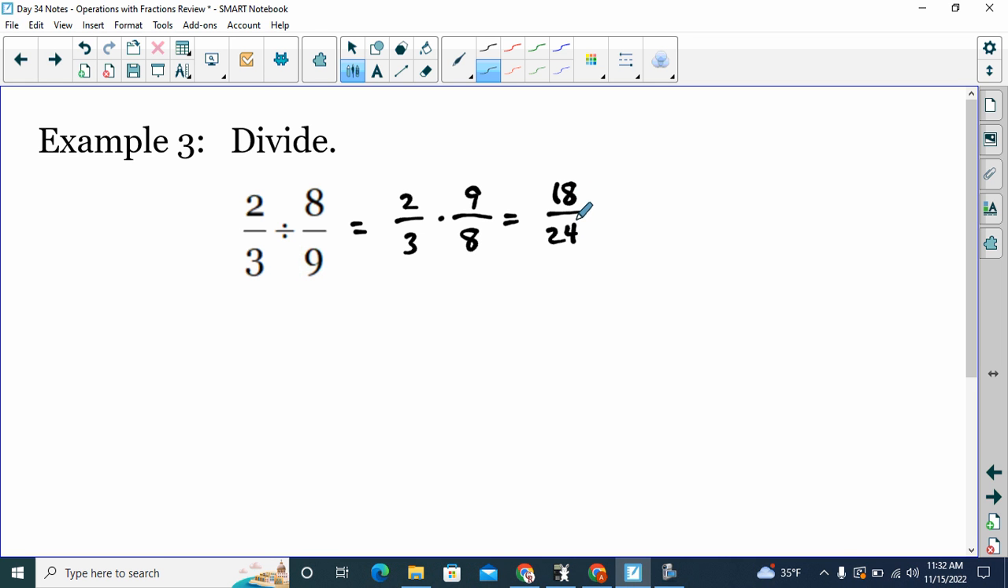18 divided by 3 and 24 divided by 3 both come out even. And if they're both divisible by 2 and 3, that means they're both divisible by 6. The biggest number we can divide them both by is 6, giving us 3 over 4. 3 over 4 is our correct answer.